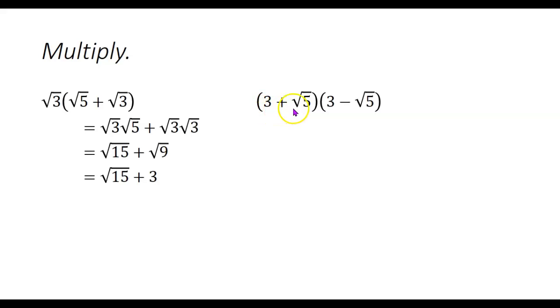What about this? 3 plus the square root of 5 times 3 minus the square root of 5. If we use the FOIL method, first we're going to get 3 times 3. Outside, we're going to get the 3 times the minus root 5, so minus 3 root 5. Inside, we're going to get plus root 5 times 3, so plus 3 root 5. And those are going to cancel. The minus 3 root 5 plus 3 root 5 are just going to add up to 0. And then last, the plus root 5 times the minus root 5 is going to be minus root 5 times root 5.